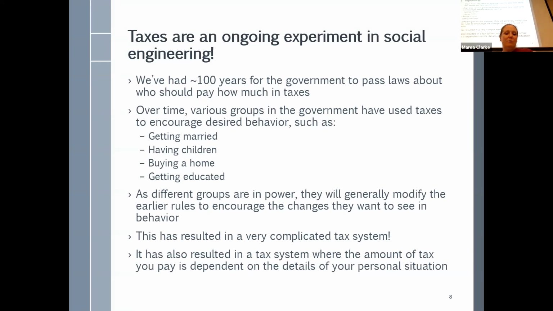And as different groups are in power, they generally modify the rules. They don't just start over. They say, oh, we're going to just change it a little bit here. And this has resulted in a very, very complicated tax system. It's also resulted in a tax system where the amount of tax that you pay is very dependent on your personal details of your situation, right? So that's one of the things that I actually love about taxes. Nobody's ever the same. There's always something different and unique. Everybody's tax situation is different.